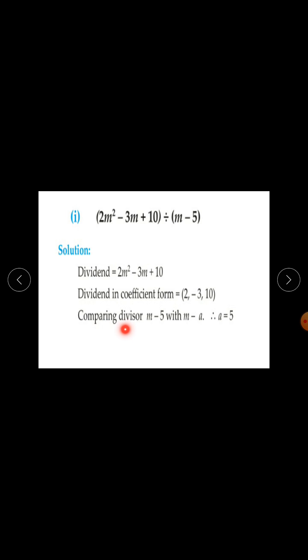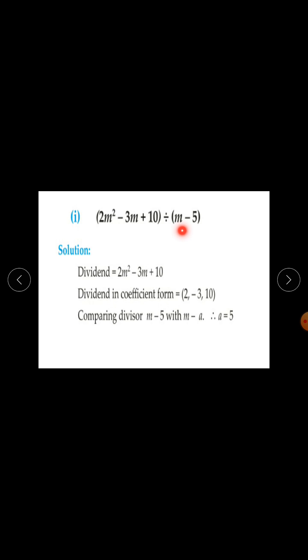Now comparing divisor m minus 5 with m minus a. Therefore a equal to 5. The divisor is m minus 5. So take the opposite of minus 5, and the opposite of minus 5 is plus 5.